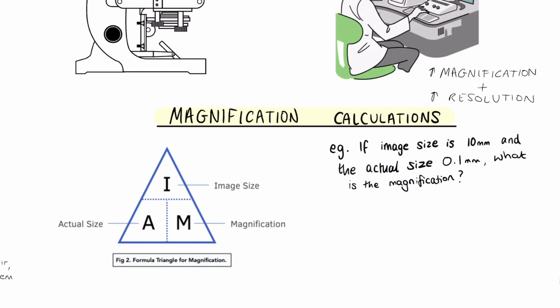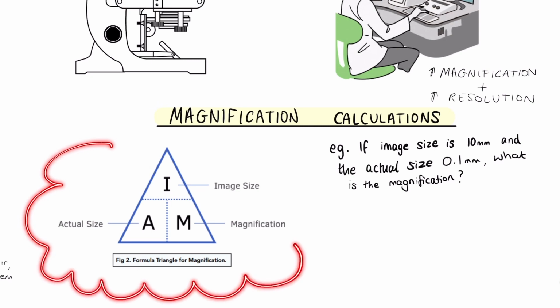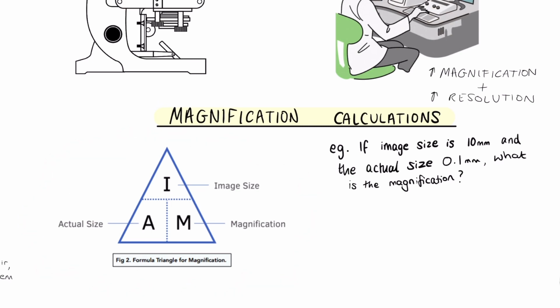So this is the equation that you will be using for all your calculations, and there will be a calculation question that comes up as they're very common. You need to know this formula, which is image size equals actual size times magnification. You can rearrange this formula for whatever you need to work out. So for example, in this example that I've written over here, if the image size is 10 millimeters and the actual size is 0.1 millimeters, okay, how do we find the magnification?